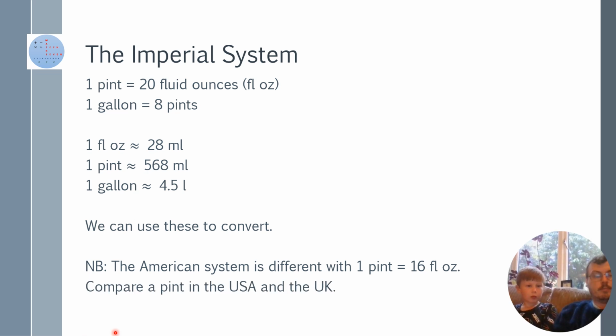So note that the American system is different, with 1 pint being 16 fluid ounces. Compare a pint in the United States of America and the United Kingdom. That's why if you watch American films and TV programs, a pint of beer, for example, looks a bit different from what it does in the UK.